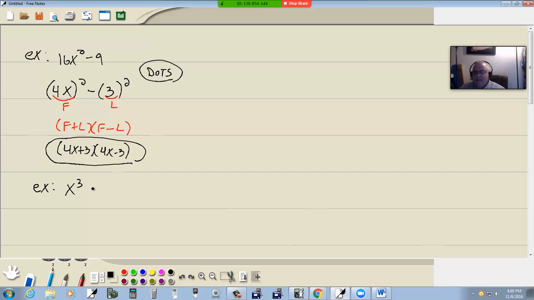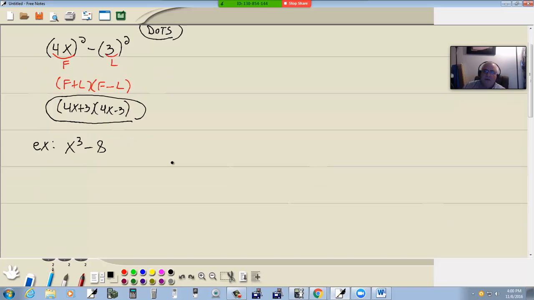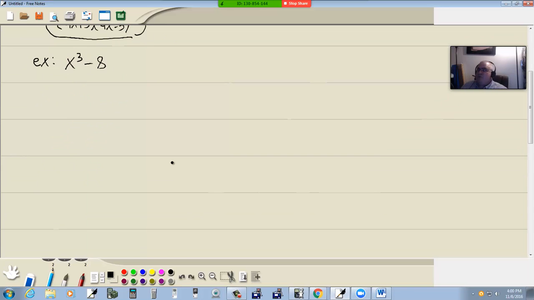Now let's say we had x to the third minus 8. I'm going to try difference of 2 squares again. I try to write this as something squared minus something else squared. But then I realize that there's nothing times itself that will give you 8, and nothing times itself gives x to the third. So it fails.